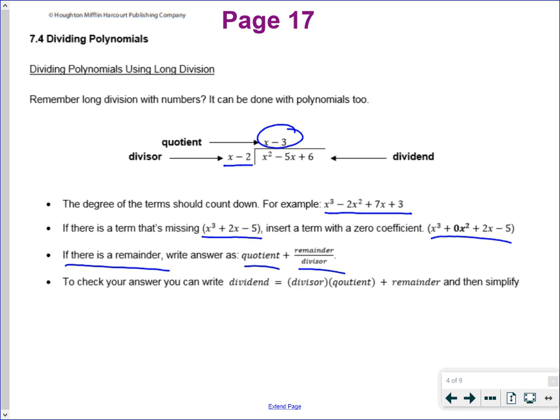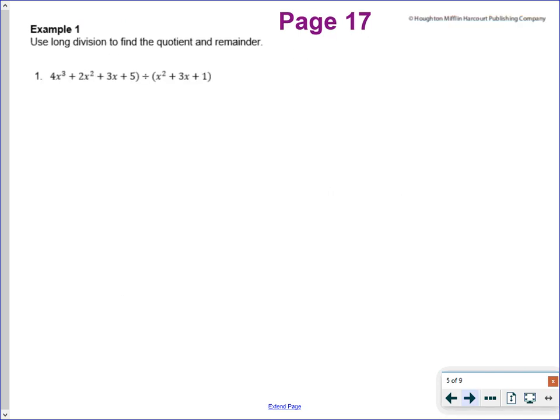Also, like everything else in math, there's always a way to double check your answers. In this case, you can write that the dividend is equal to the divisor multiplied by the quotient plus the remainder. So plug in everything that you have into that equation, simplify as much as you can, and if the equation holds true, then your answer is correct.